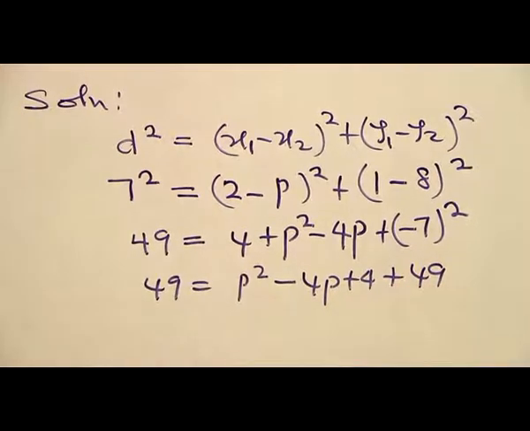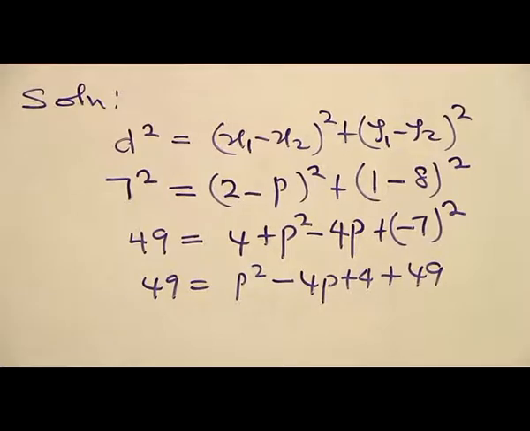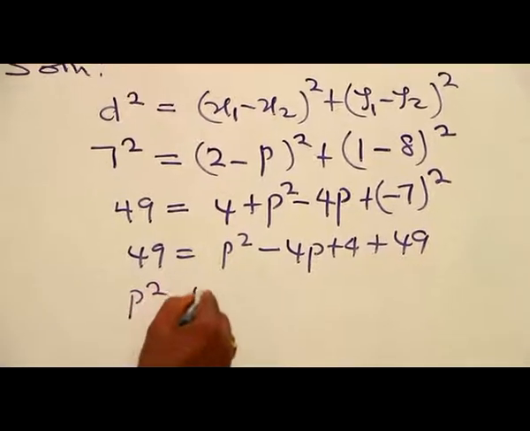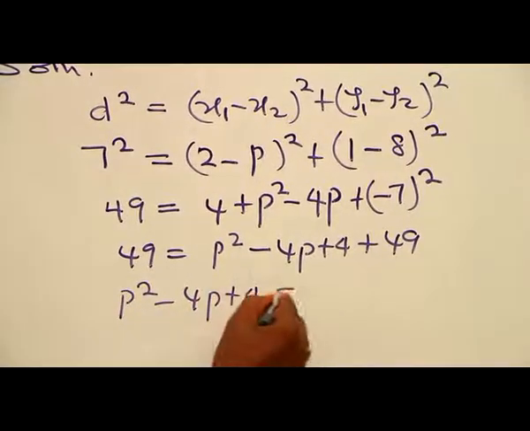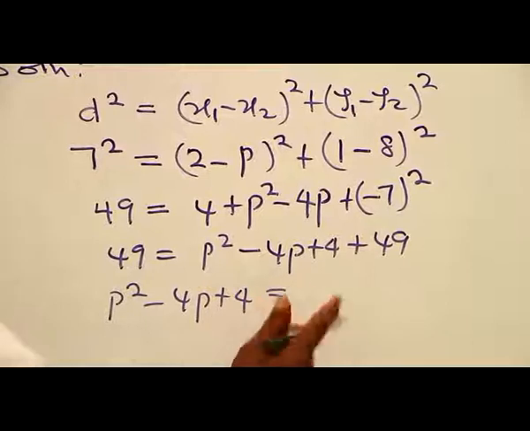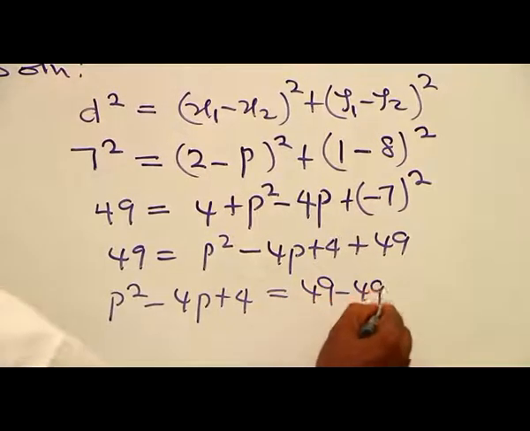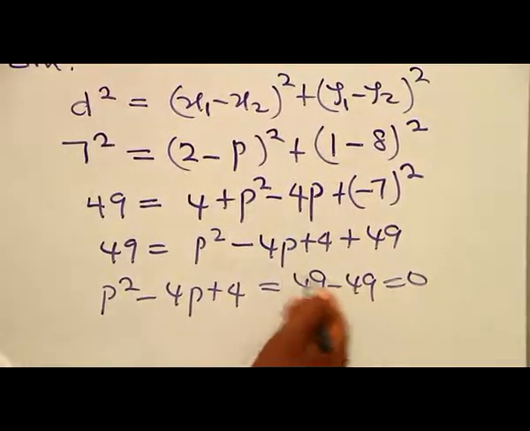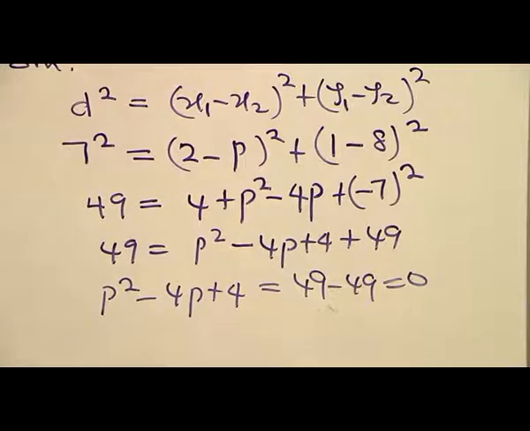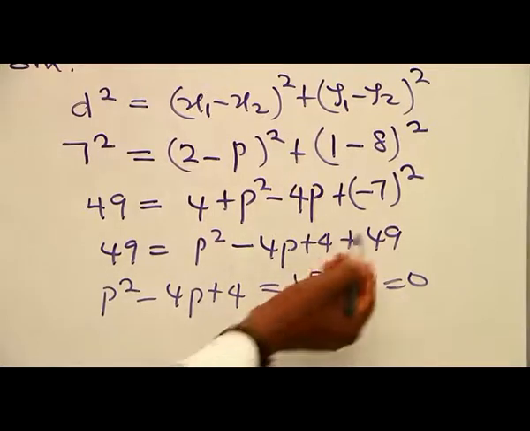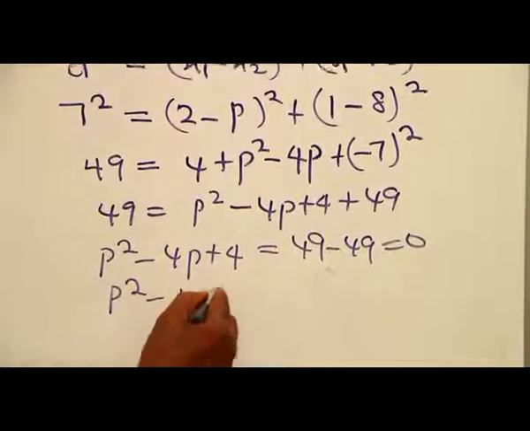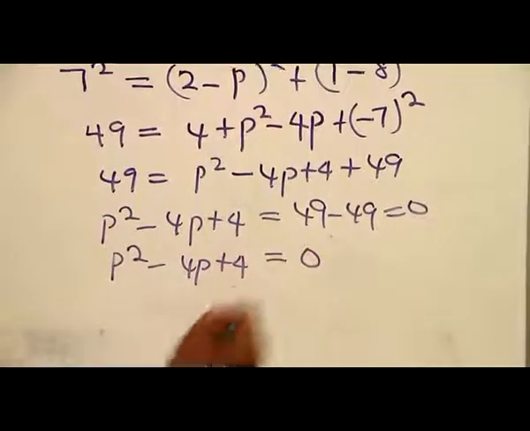As you can see, we have 49 on both sides of the equation. So collecting the like terms, we have that our P squared minus 4P plus 4 is equal to 0. Actually, we can write it as 49 minus 49, which is equal to 0, so that we don't begin to query where 49 has vanished to. So here you can see how 49 minus 49 now becomes 0 by collecting the like terms. So in this regard, we now have that our P squared minus 4P plus 4 is equal to 0.